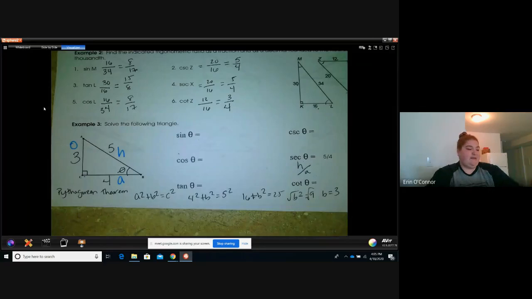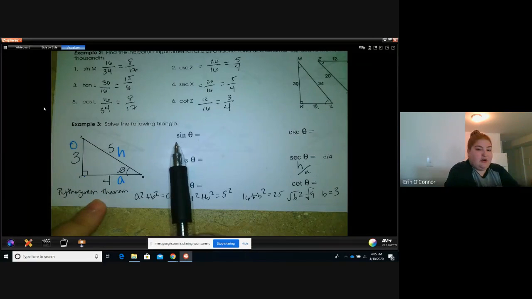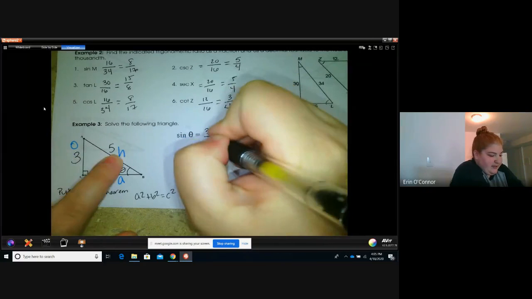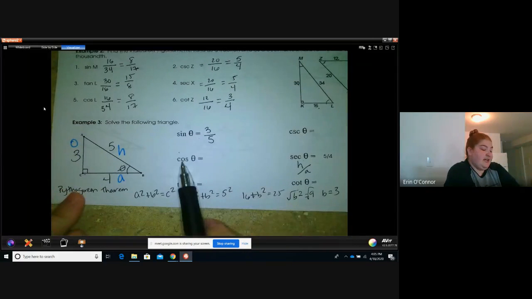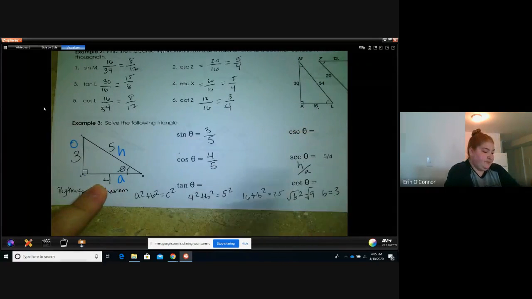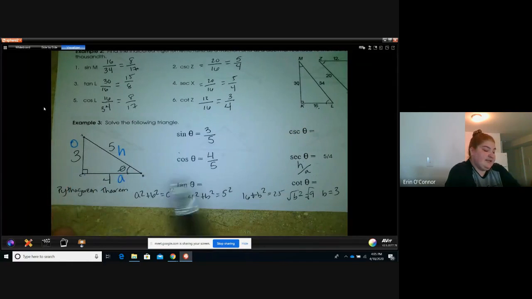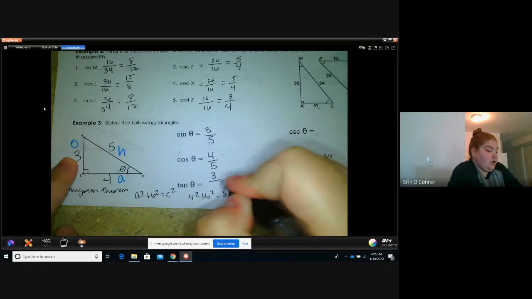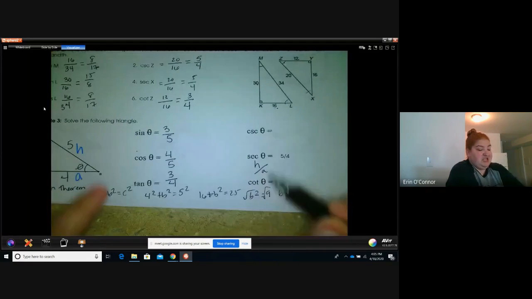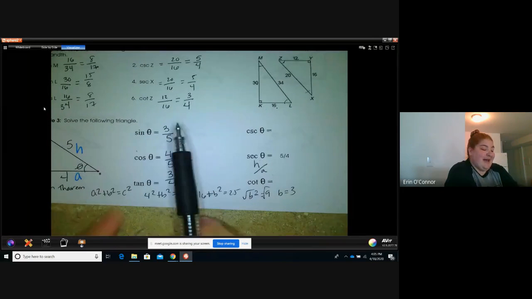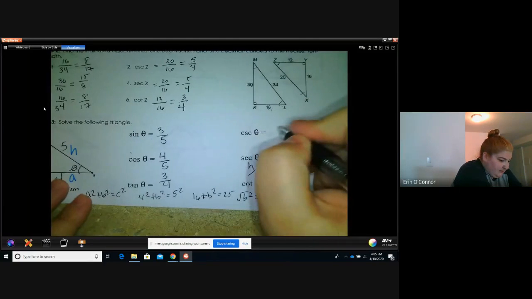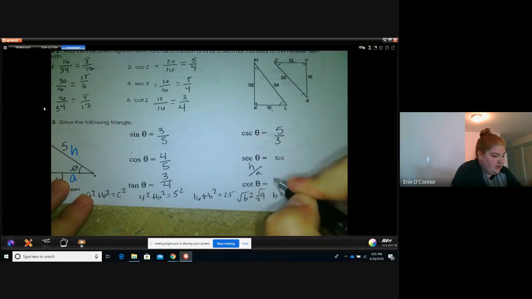So now that we have that, sine, or SO in SOHCAHTOA, is opposite over hypotenuse. Cosine theta is adjacent over hypotenuse. And tangent is opposite over adjacent. Now, the easiest way to do these three is just to flip those. You can go back and do hypotenuse over opposite and go through them all, or you can just say these are the reciprocals. So we are going to flip them.